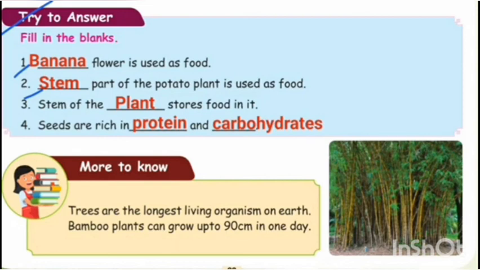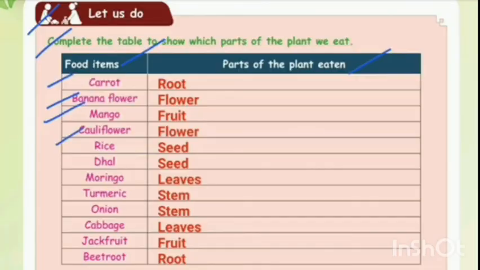More to know. Trees are the longest living organisms on earth. Bamboo plants can grow up to 90 centimeters in one day.